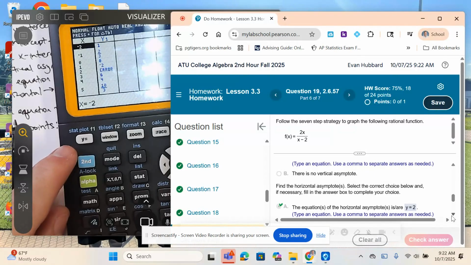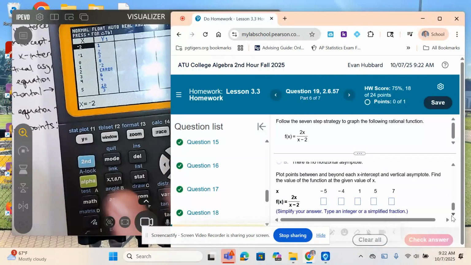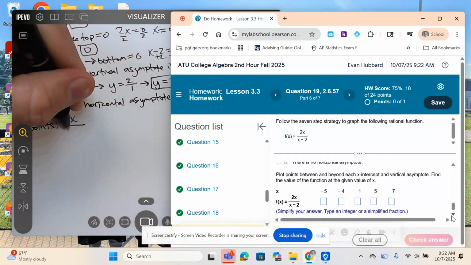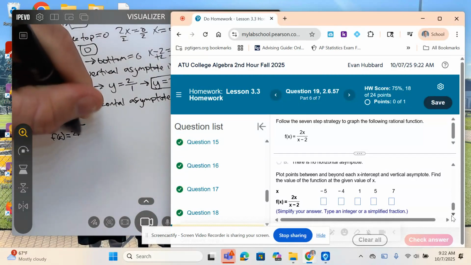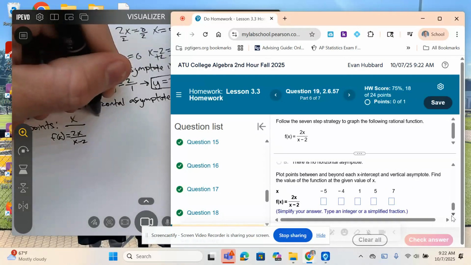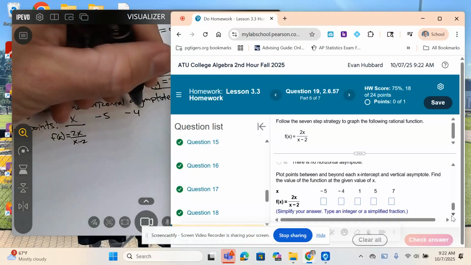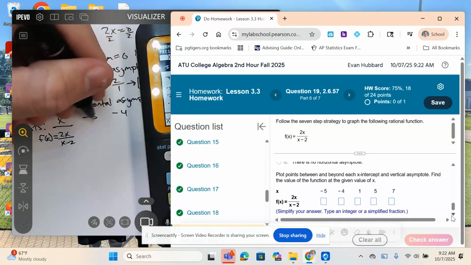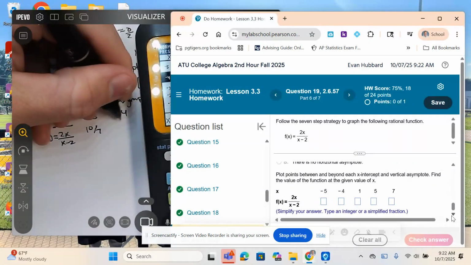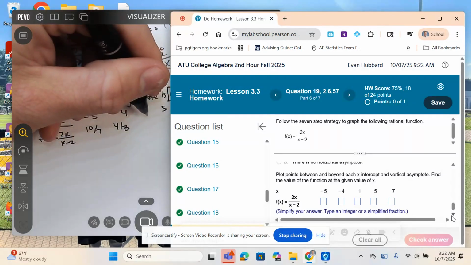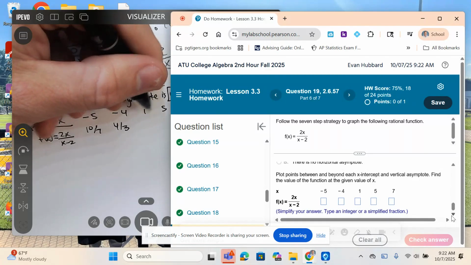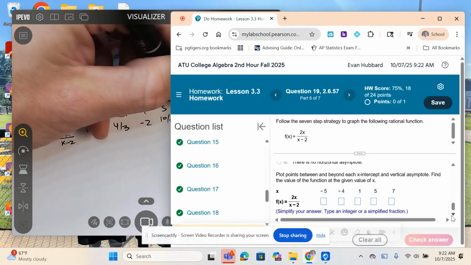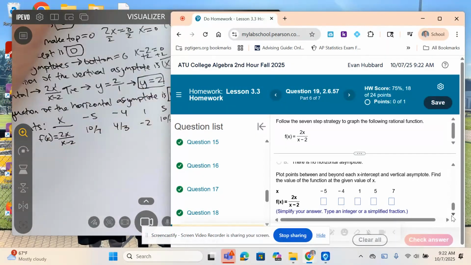Okay, so I'm going to use the calculator. So x, and then f of x. So I've got negative 5, negative 4, 1, 5, 7. So negative 5 is 10 sevenths. Negative 4 is 4 thirds. 1 is negative 2. 5 is 10 thirds. And 7 is 14 fifths. So I'm just typing that from my calculator.